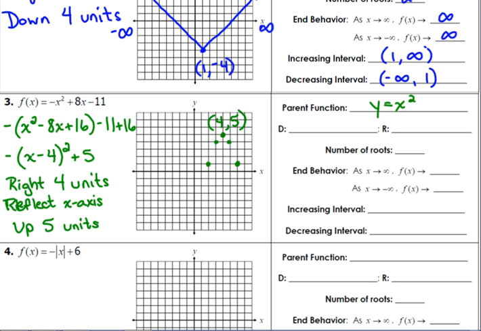Use symmetry because it's symmetric. So we've got 6, 1 as well on the other side. If you plug in 1, I'm using the vertex form because it's easier, I think, to plug into. So 1 minus 4, negative 3, negative 3 squared, 9. There's a negative in front of it, so negative 9 plus 5 is negative 4. 1, negative 4 is my next point. Use the symmetry, so that goes over for 7 as well.